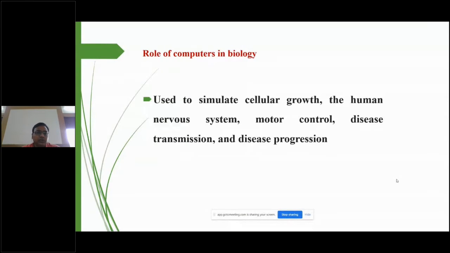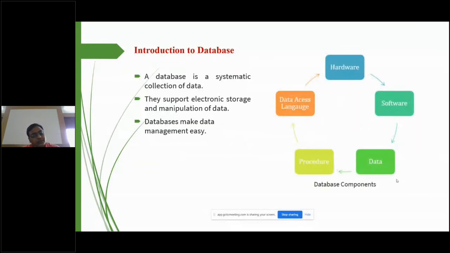Now we're going to turn towards the next stage of our lecture, the introduction to database systems. What is a database? A database is a systematic collection of data. It supports electronic storage and manipulation of data, and databases make data management easy.